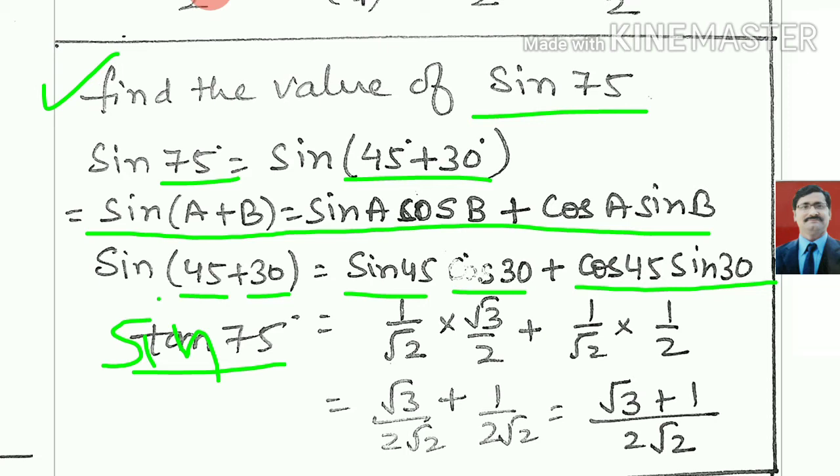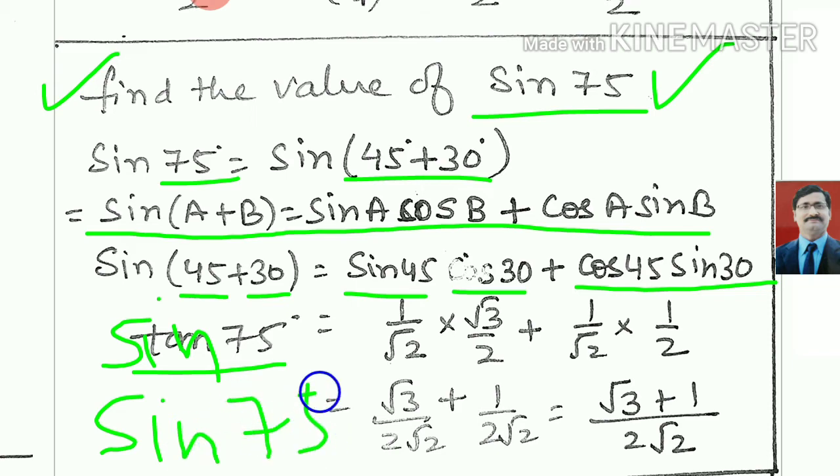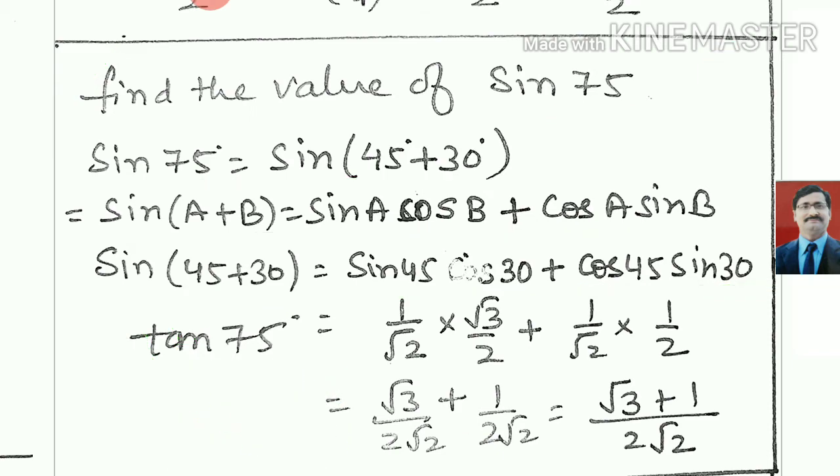So you take the LCM, you get root 3 by 2 root 2 plus 1 upon 2 root 2. LCM is 2 root 2. This will be root 3 plus 1 upon 2 root 2 you will get. So you get this answer, this is the sin 75 you will get. All of you understand this?